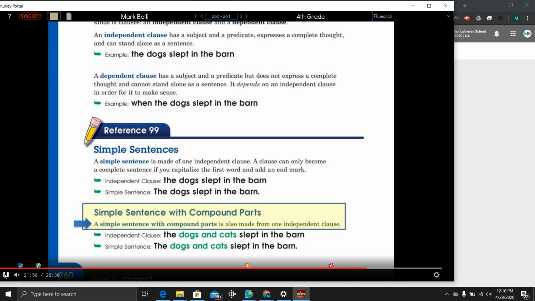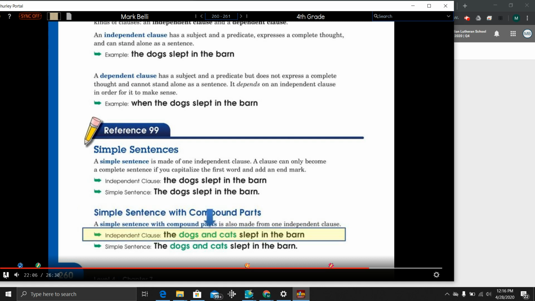Simple sentence with compound parts. A simple sentence with compound parts is also made from one independent clause. Once you add the compound subject, dogs and cats, to the independent clause, it now reads, "The dogs and cats slept in the barn." It is an independent clause because it has a subject, predicate, and expresses a complete thought.